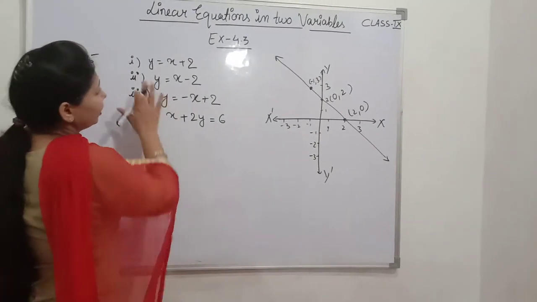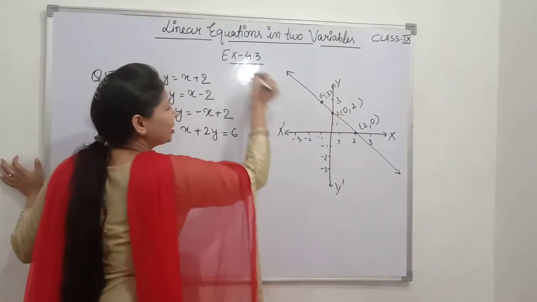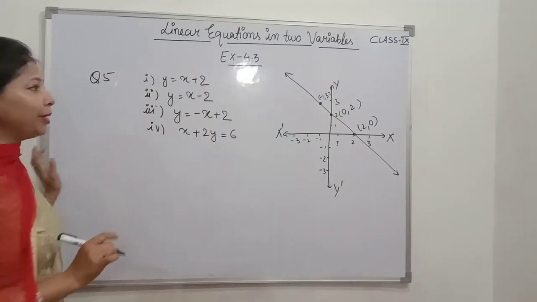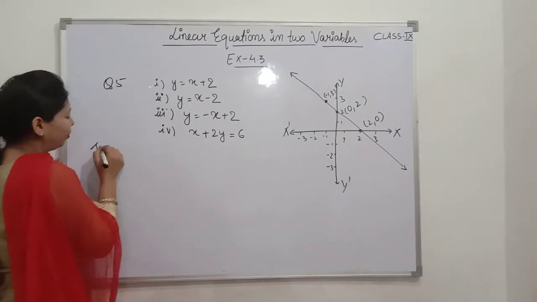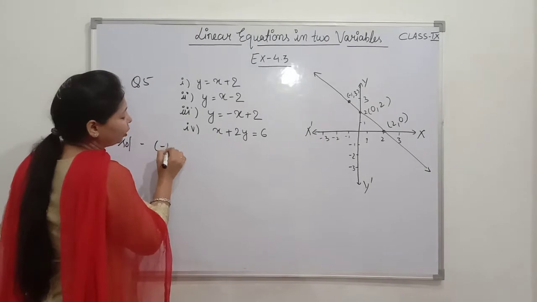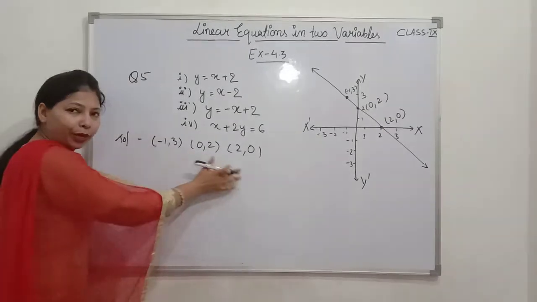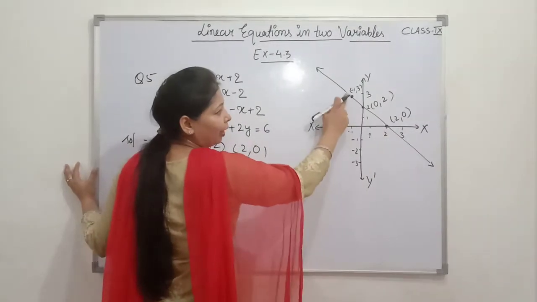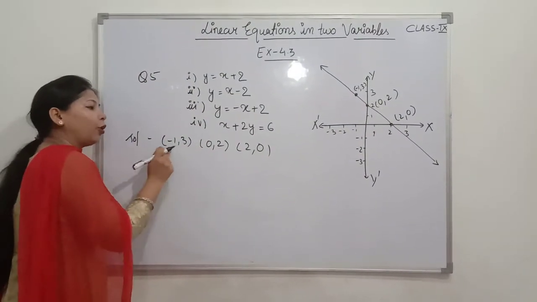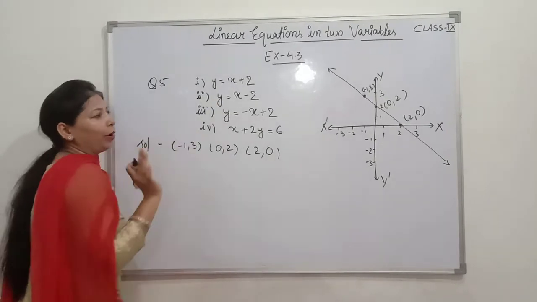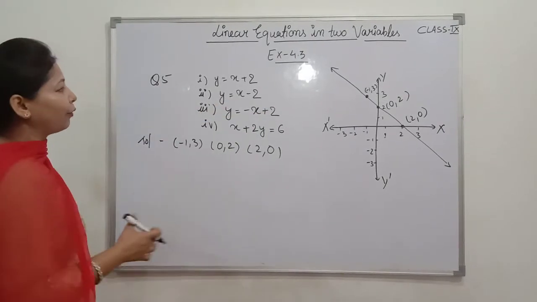The second part is we have 4 equations. Again we have a graph. We have to check which solution belongs to this graph. That means we have to check these equations on the points. My points are minus 1, 3, 0, 2 and 2, 0. That means we have 3 values and I have taken the values from the graph. You have seen minus 1, 3, 0, 2 and 2, 0. Now we check all these 3 values in these equations, and any equation which satisfies these 3 points becomes the graph of that equation.